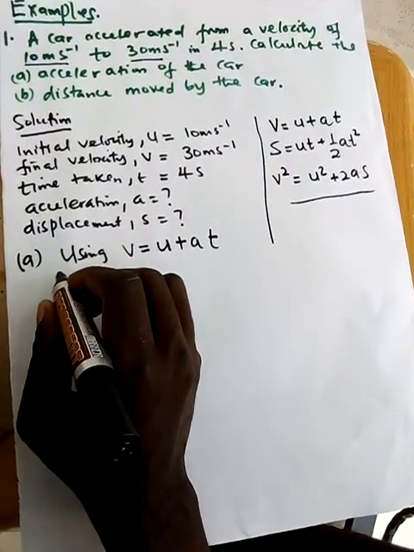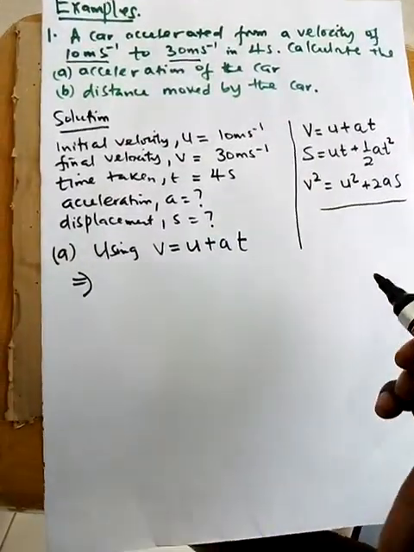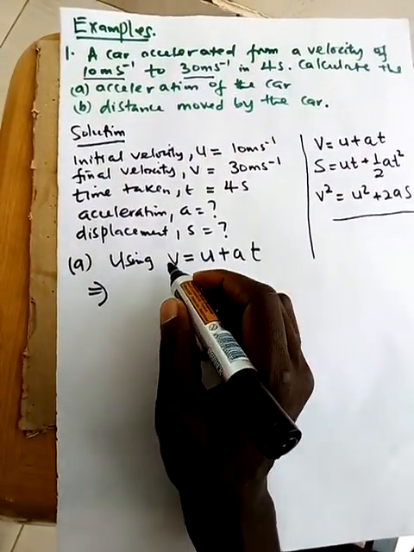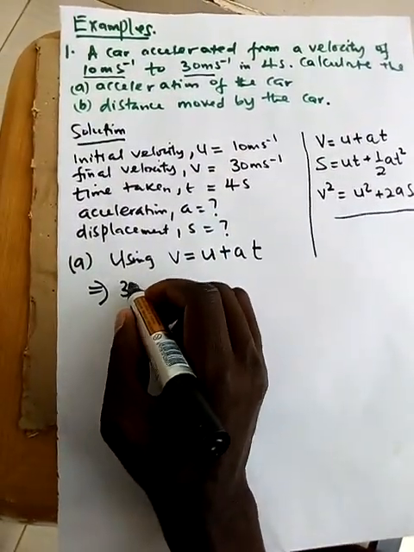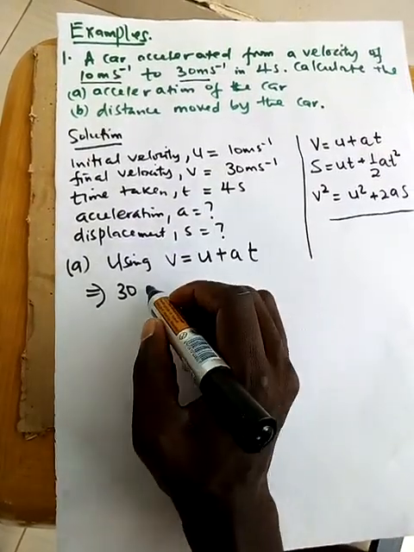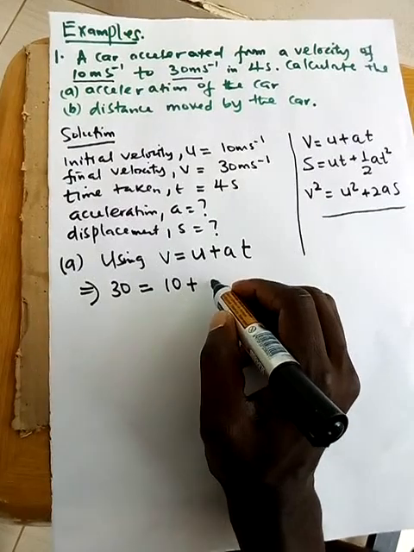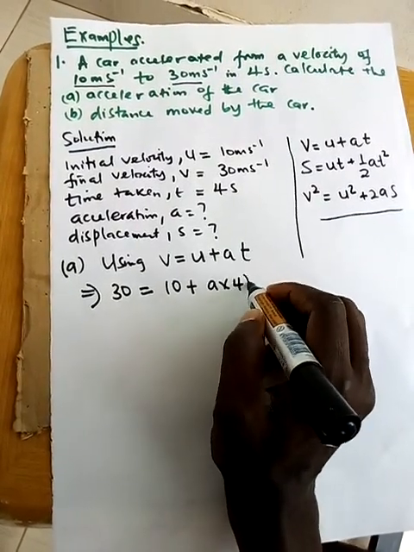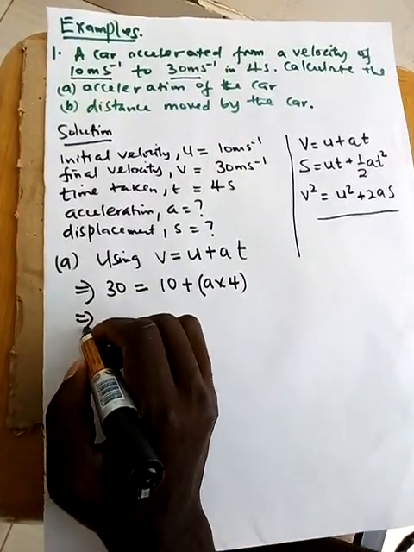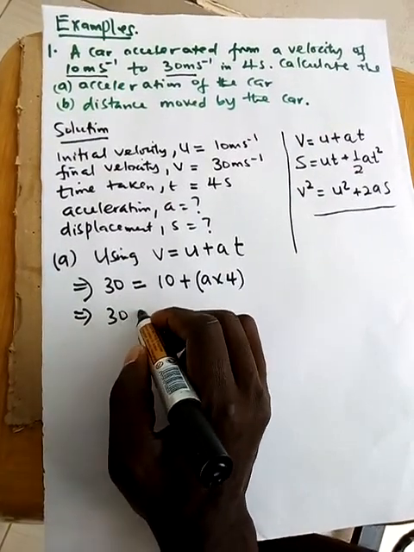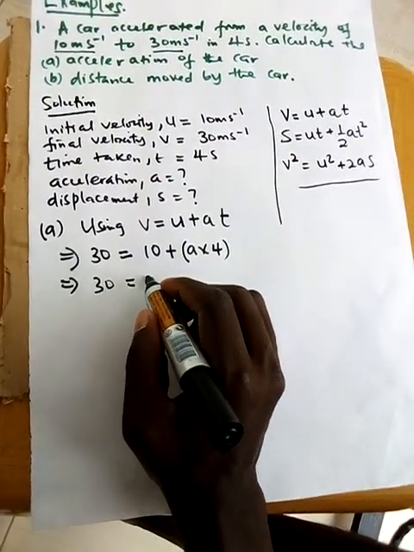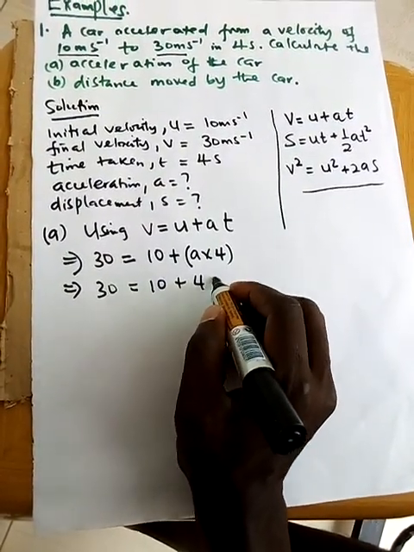So this would mean that we substitute in now the values. When you substitute, you will get 30, which is for V, is equal to U, which is 10, plus A times 4. Now this eventually would mean you have 30 is equivalent to 10 plus 4A.